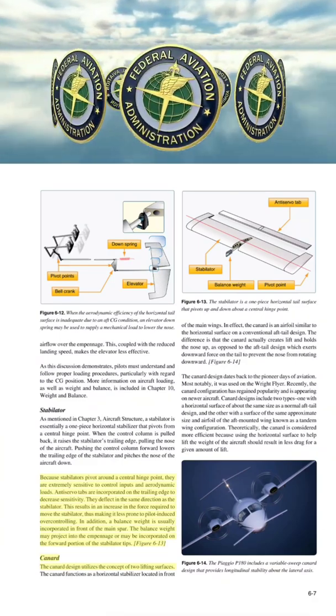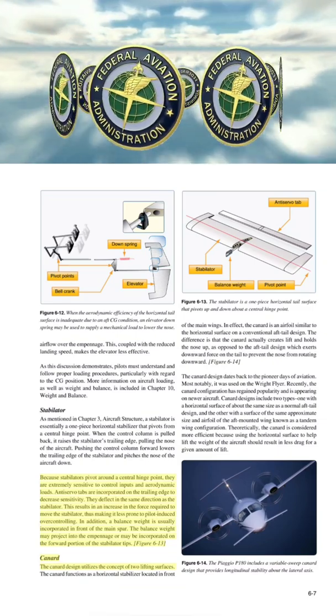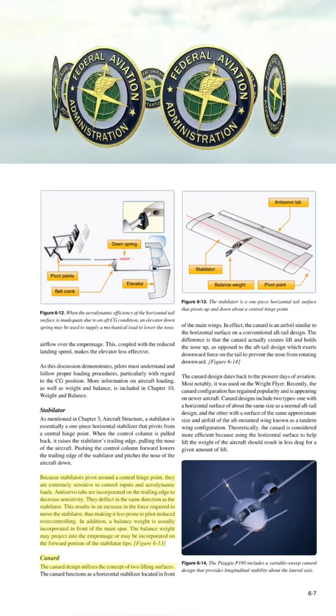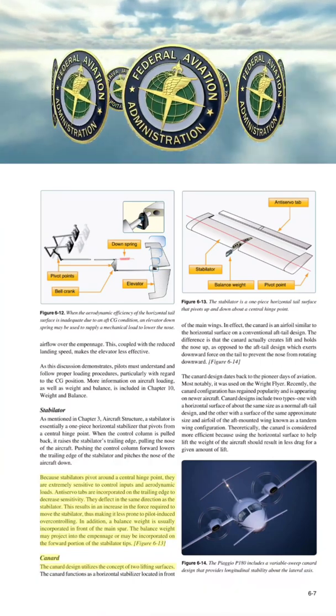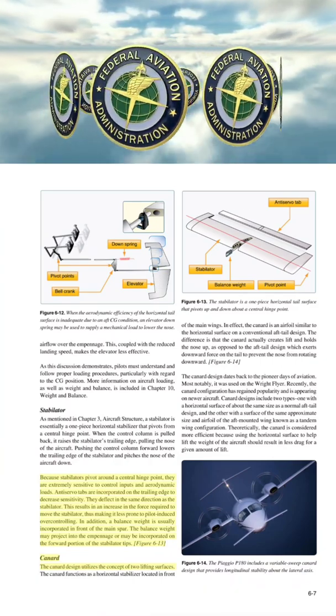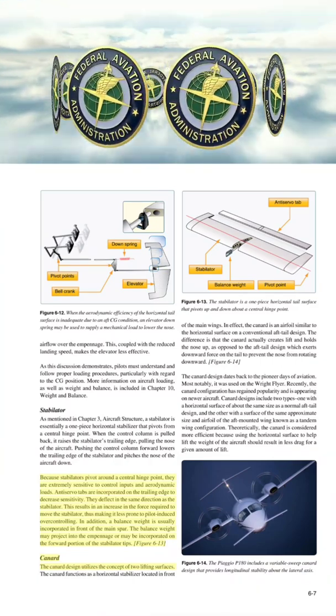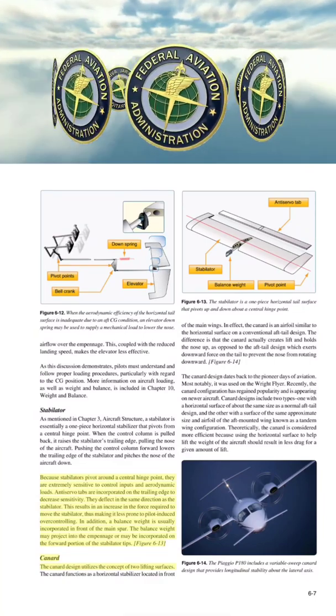This results in an increase in the force required to move the stabilator, thus making it less prone to pilot-induced overcontrol. In addition, a balance weight is usually incorporated in front of the main spar. The balance weight may project into the empennage or may be incorporated on the forward portion of the stabilator tips.